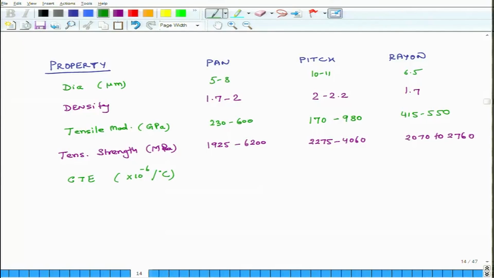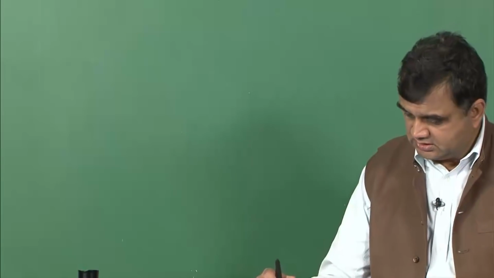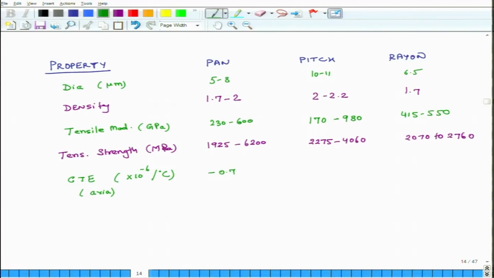Graphite fibers have a negative coefficient of thermal expansion in the axial direction. This is very important to remember. If you heat up a graphite fiber, it will shrink in length, but it will become fatter. So, what is the thermal expansion? Minus 0.75 to minus 0.40. Pitch contracts even more, minus 1.6 to minus 0.9, and we do not have data on this.